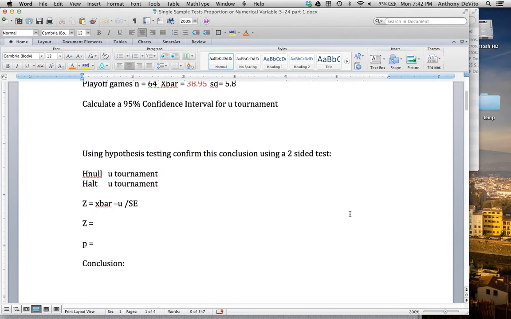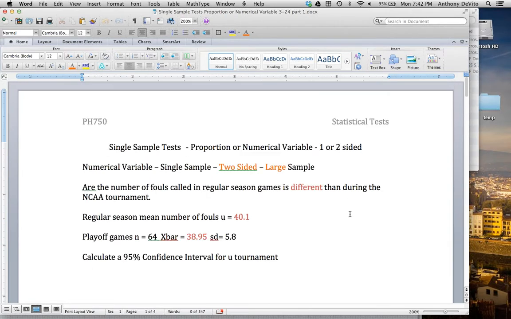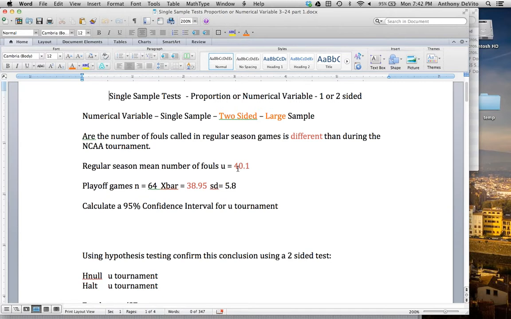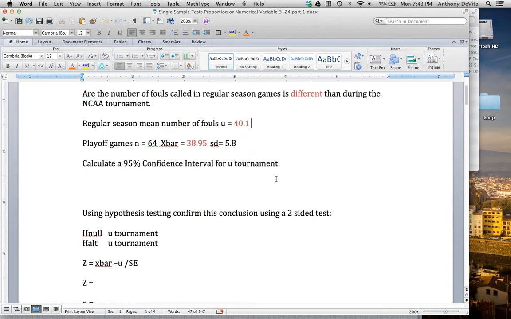Okay, so I'm going to go ahead and work out this example. If you guys open it up at the same time. It happens to be a hot time for basketball, so we're going to have a basketball example. We want to examine if the number of fouls called in the regular season games is different than during the NCAA tournament. The first thing we know is the season's over. So we know that during the entire season, there was an average of 40.1 fouls called per game. Now in the playoff games, we sampled 64 games at random, and we found that the mean for those 64 games was 38.95 fouls per game.